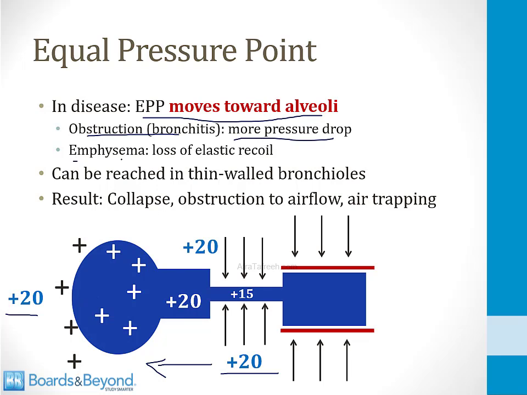This can also happen in emphysema because there's a lack of elastic recoil. So when this happens, when the equal pressure point moves towards the alveolus, it can be reached in the thin-walled bronchioles that don't have cartilage, and the result is airway collapse, obstruction to airflow, and air trapping, all of which are features of lung diseases like bronchitis and emphysema.